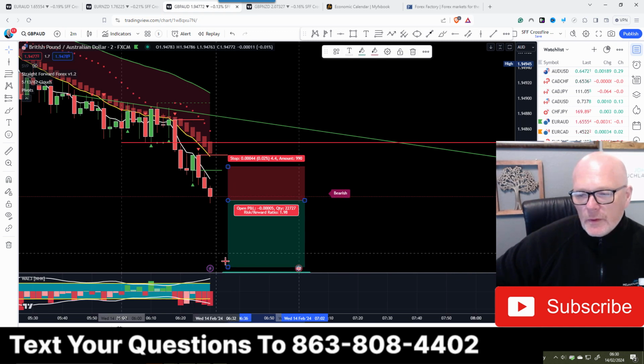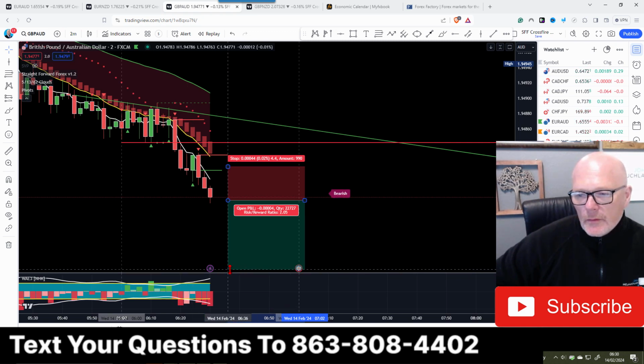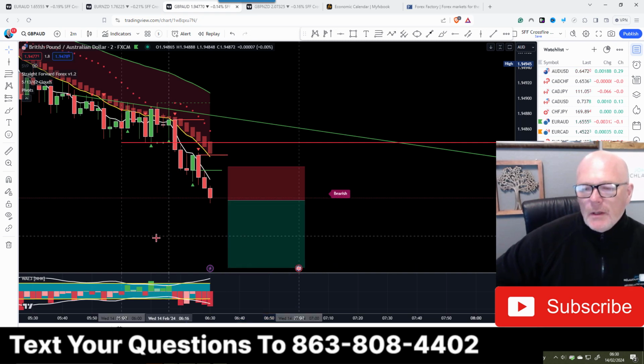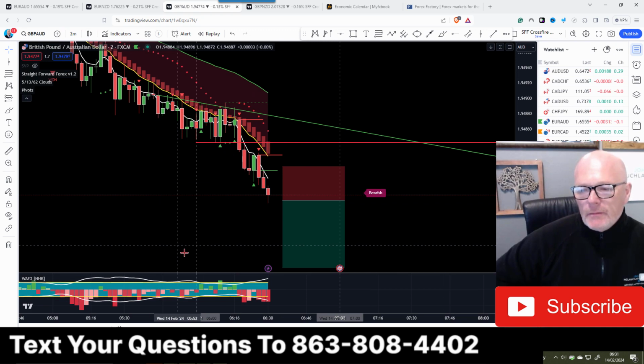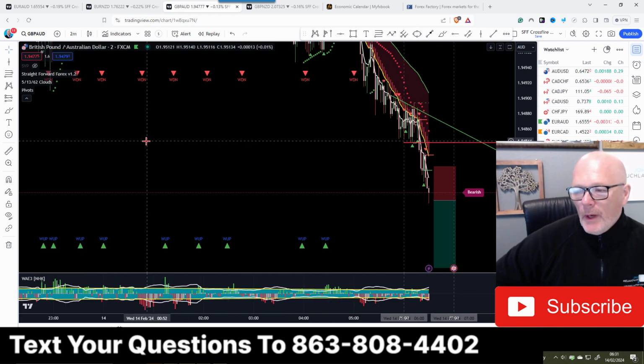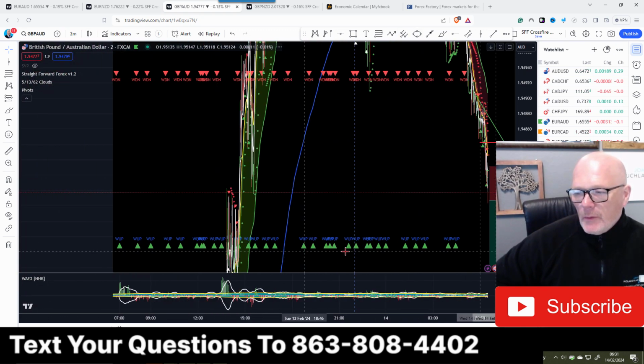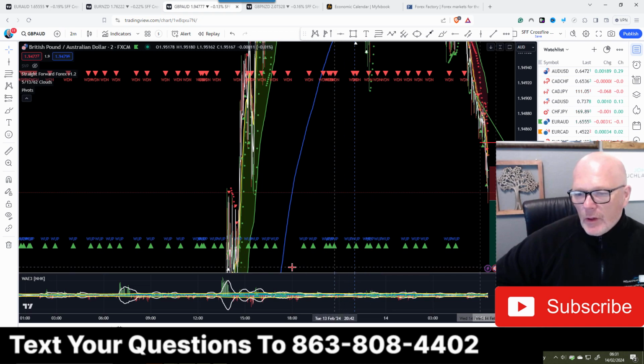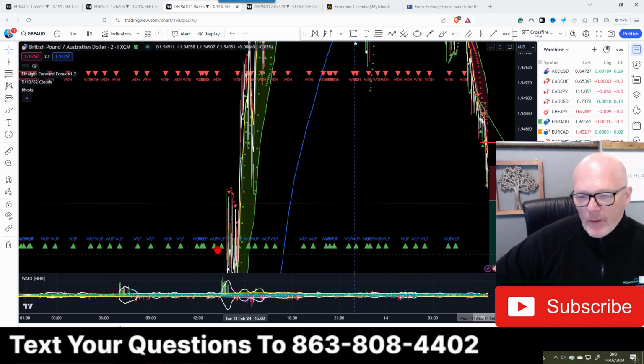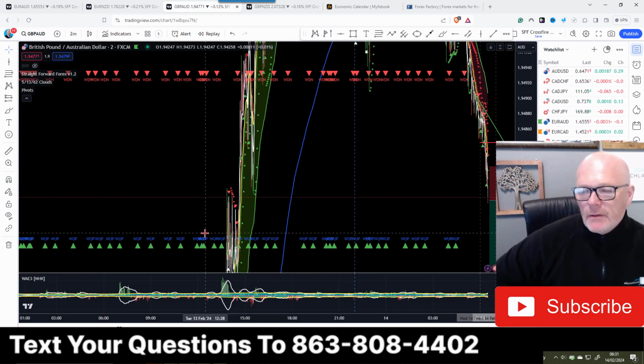There we go, something like that. There we go, 1 to 2. Okay, so if we put a line across, and we look at this area here and go, where could price potentially go to?